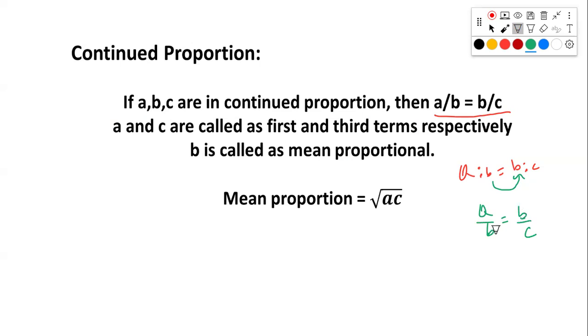So B both are same. Otherwise, you can also say B square is equal to AC, so B is root AC. B is called mean proportional. What is mean proportion? B square is equal to AC. So here B square is AC. And what is B here? Root AC.